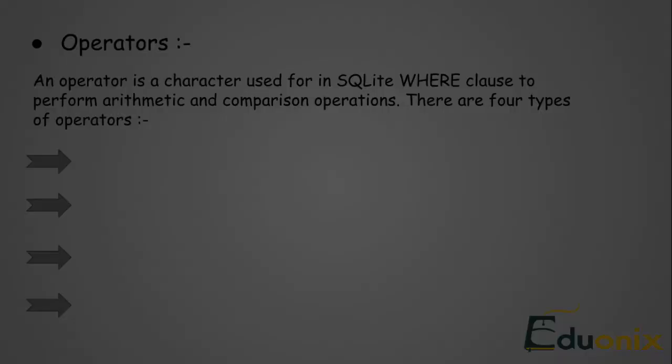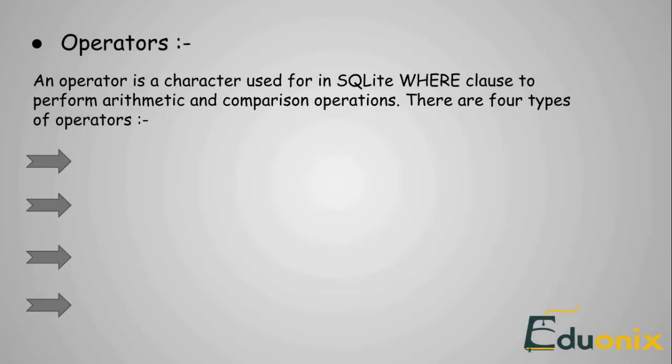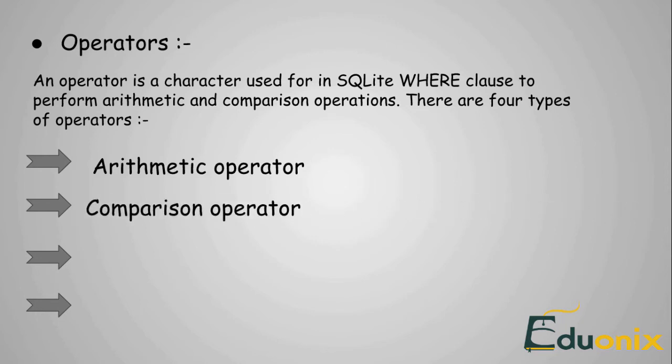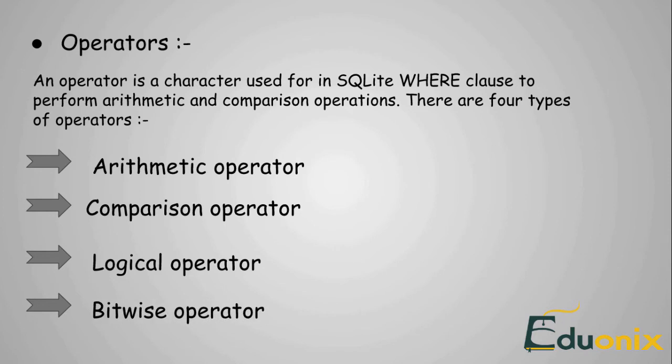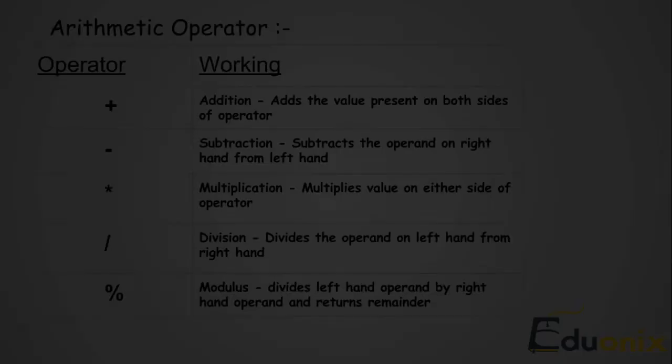Let's begin with operators. An operator is a character used in the SQLite where clause to perform arithmetic and comparison operations. So there are 4 types of operators. Basically, one is arithmetic, second is comparison, third is logical, fourth is bitwise operator. So let us begin with the arithmetic operator first.